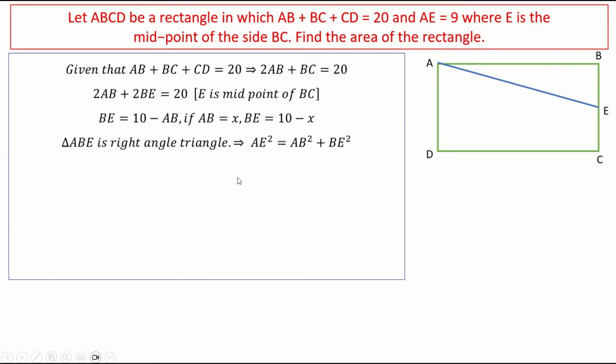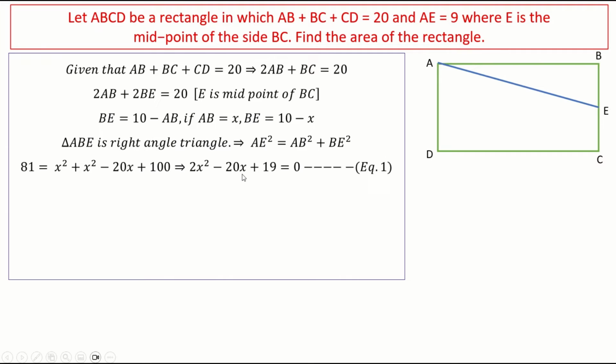Okay. Now, in the rectangle, ABE is a right angle triangle. So I am applying the Pythagoras theorem: AE square equal to AB square plus BE square. Okay. So 81 equal to, AE is 9, right? Given, 81 equal to x square plus x square minus 20x plus 100. That is (10 minus x) whole square. So I will get 2x square minus 20x plus 19 equal to 0. This is my equation 1.